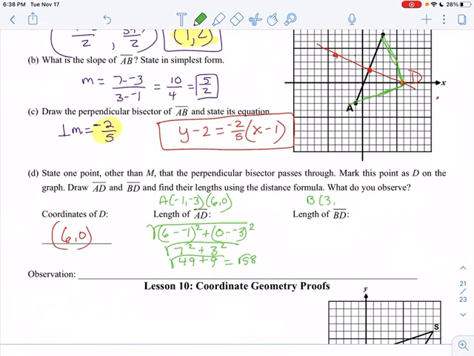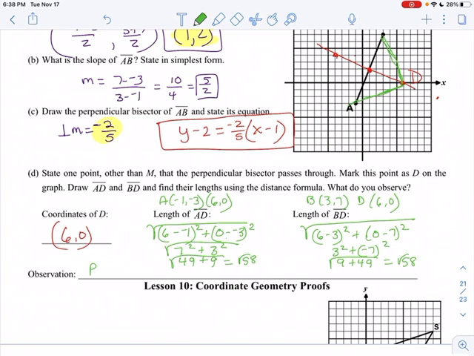Now the length of BD. B was (3, 7), and again D was the point that I picked, (6, 0). They wanted me to pick any point on that line, and I'm going to do the length of BD. Again, find the length. I subtract the x's, 6 minus 3 squared, and then I subtract the y's, 0 minus 7 squared. So that's 3 squared plus negative 7 squared. 3 squared is 9. Negative 7 squared, I'm squaring that, so it's 49. And 9 plus 49 is 58.